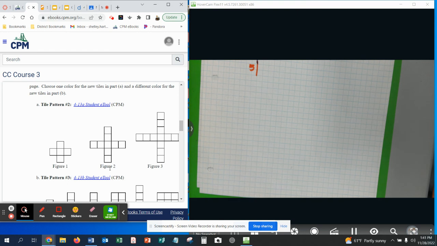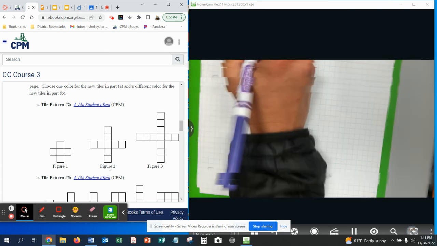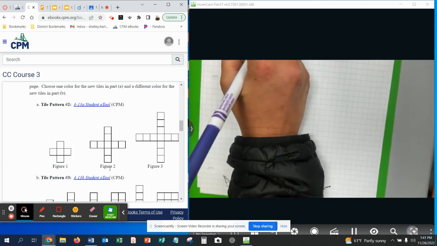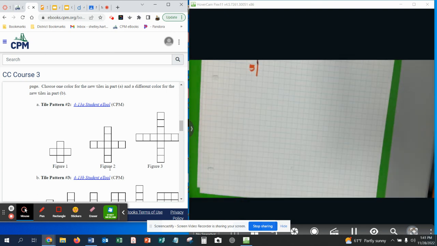All right. So how many is in figure 1? Nolan. 5. Perfect. Figure 2. Trace. Is it 9? Okay, good. Who's got figure 3?